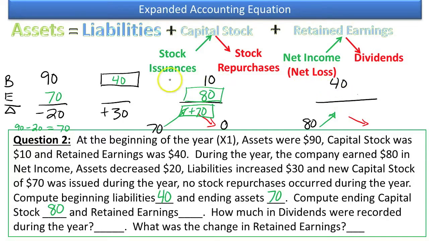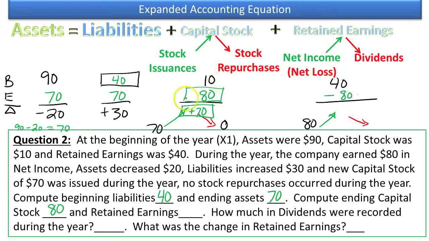Let's look at what we can do for retained earnings. We don't have enough information here yet to solve going horizontally, but we can solve for ending liabilities. We started at 40, we added 30, so that is 70. Now we have enough information that we can solve for the missing retained earnings. 70 in liabilities plus 80 in capital stock, that's 150. 150 plus something gets us all the way down to 70. That must mean this went down by 80. 150 minus 80 equals 70.